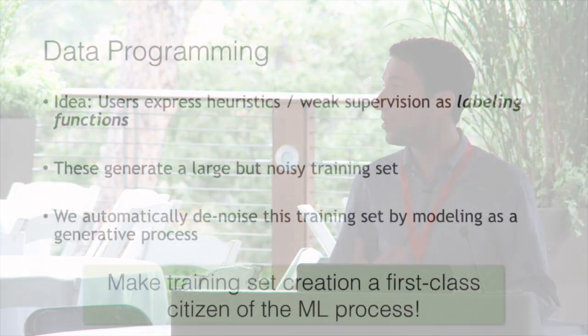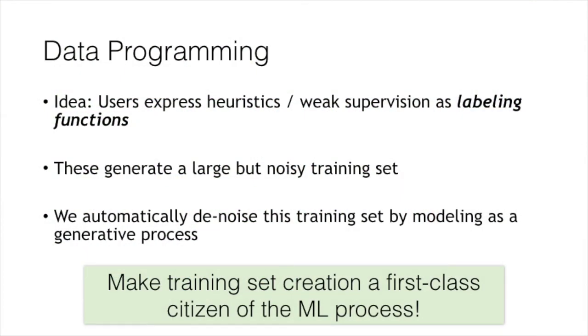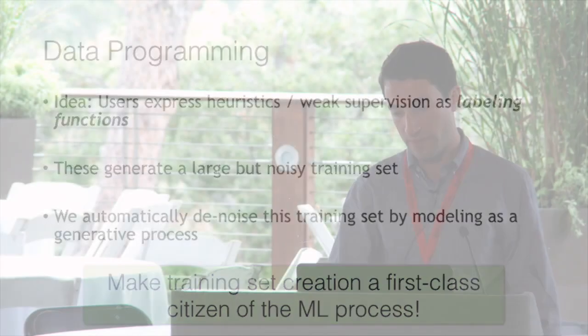And so we think that we can generate large training sets programmatically this way, but there's always going to be noise in these training sets. So how do we deal with this? Our approach, which I'll go into in more depth later, is that we can have users express heuristics and these weak supervision signals as functions that label data, that these can be applied to large volumes of data to generate large, albeit noisy, training sets, and that we can then automatically denoise these training sets to some degree by modeling them as a generative process of training set labeling.